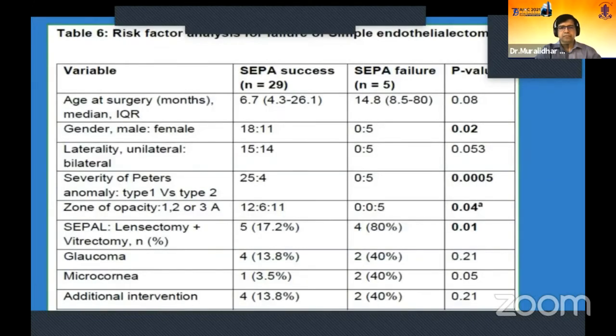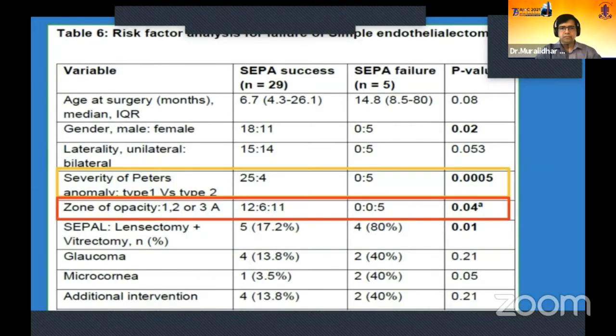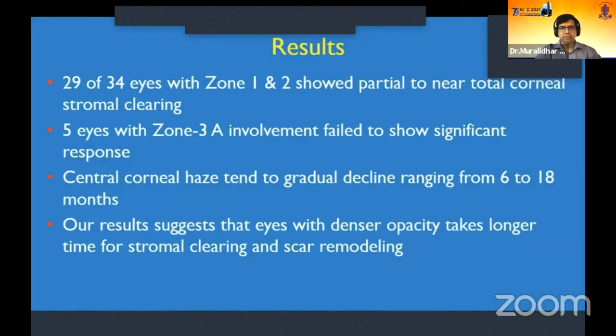On careful evaluation for the factors responsible for a SEPA failure, we found that the severity of the disease, the zone of involvement, and additional intervention seem to be the important risk factors for the non-resolution of the corneal edema. 85% of the mild to moderate cases had significant corneal clearing in comparison to the severe disease. The cornea tends to clear even beyond 12 months, so perhaps this may be related to the remodeling ability of the younger children.